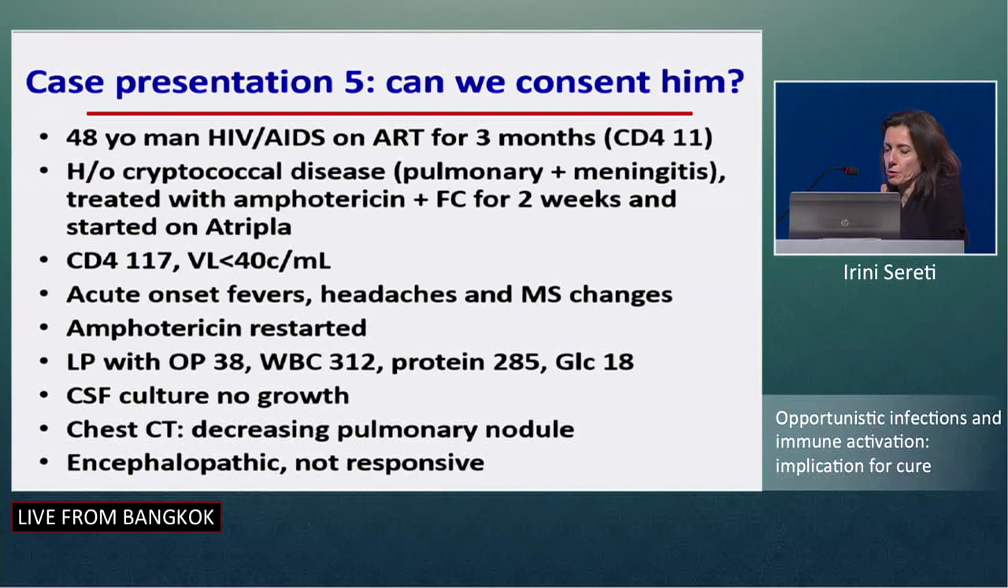He had been treated with amphotericin and flucytosine for 2 weeks, and then he had been started on a triple regimen. At the 3-month time point, CD4 had increased to 117, viral load was suppressed, and he had acute onset fevers, headaches, and mental status changes. Amphotericin was restarted. He had a lumbar puncture with an opening pressure of 38, white count of 312, protein 285, and glucose 18. His CSF culture was no growth, and his chest CT actually showed decrease in the pulmonary nodule that was secondary to crypto when he initially presented. But he was encephalopathic and not responsive.